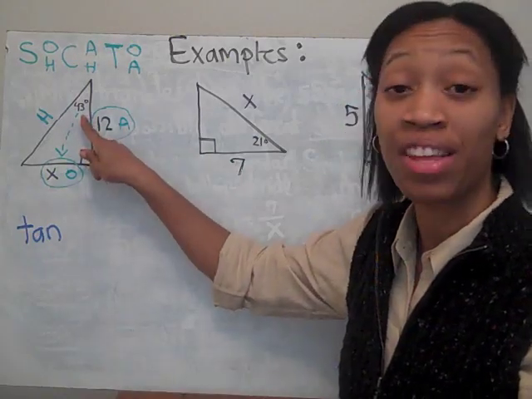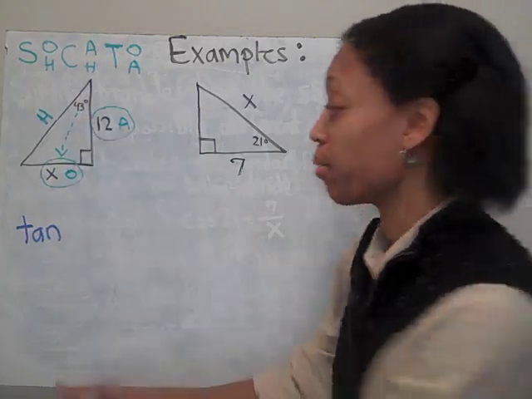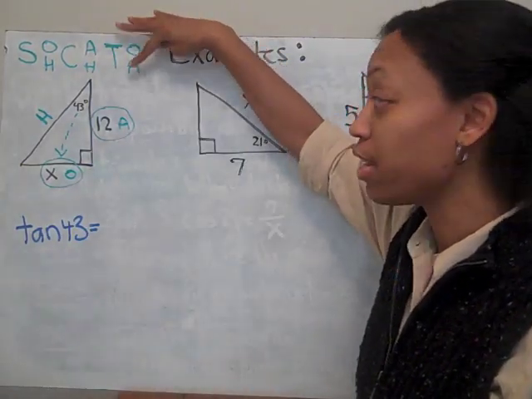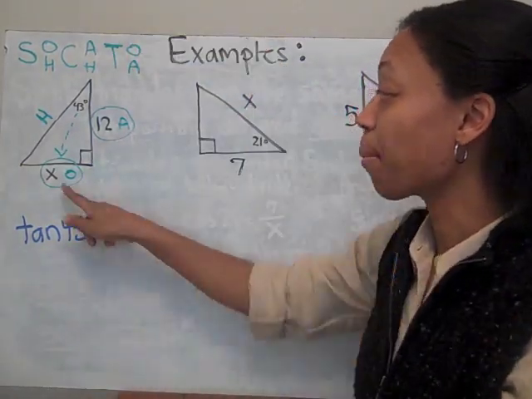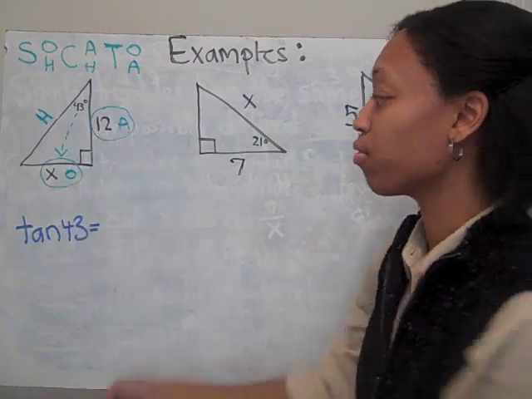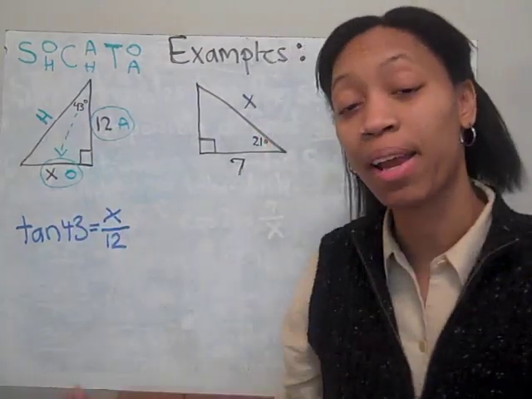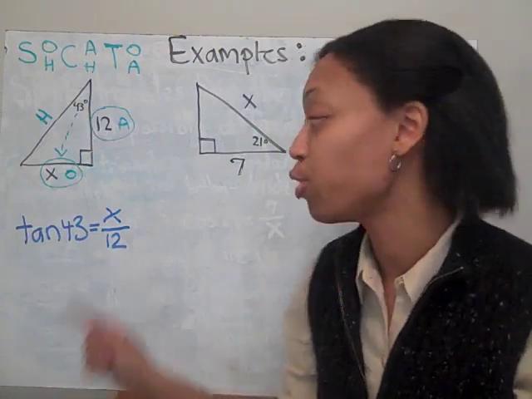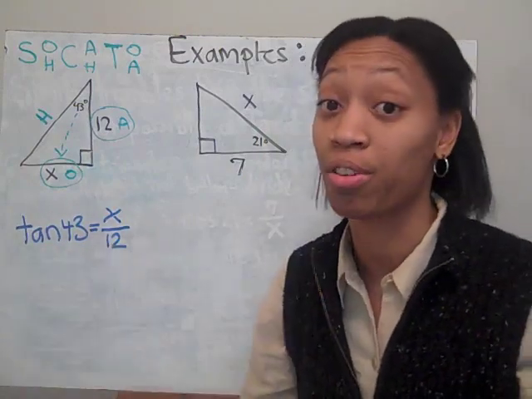The angle on the inside is 43. The tangent equals the opposite side over the adjacent side. So I'm going to have x over 12. Great! That is a very important step, and when you're doing your work, I want you to make sure that you've written this part down.